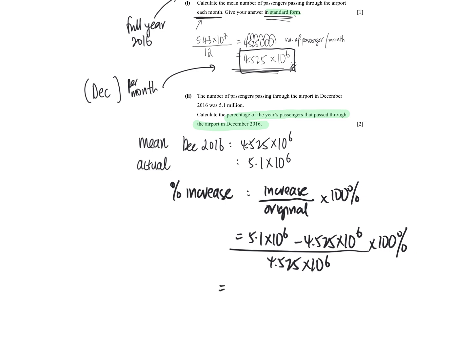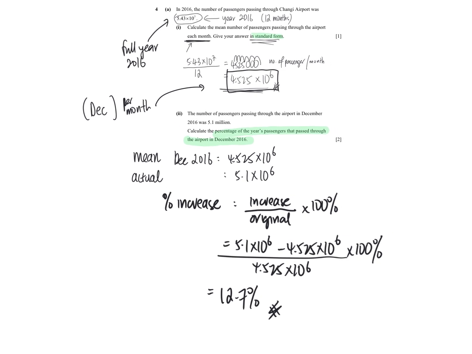So can you go and do your calculation? Oh, wrong. Okay, so you will get a 12.7% increase. So this is the formula that has been tested a few times across the years.